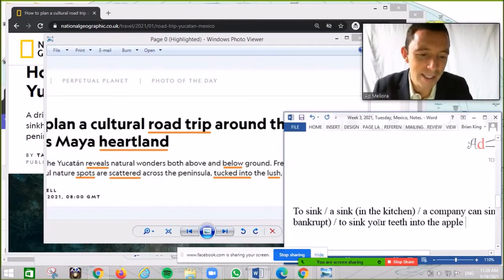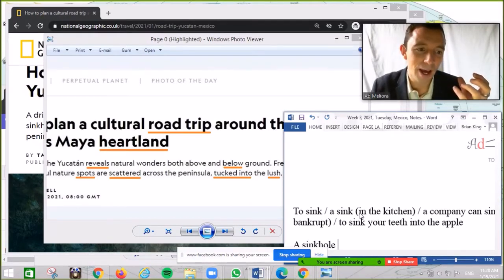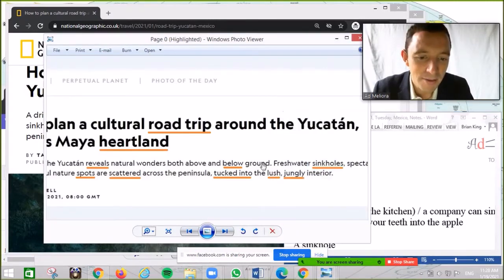That's one possibility. And here it's a little bit different. A sinkhole is a hueco in the ground, and it's where all the objects or materials sink, go down. So you have a hole in the ground and everything falls in the ground. It's very dangerous, I think. So it's difficult vocabulary.